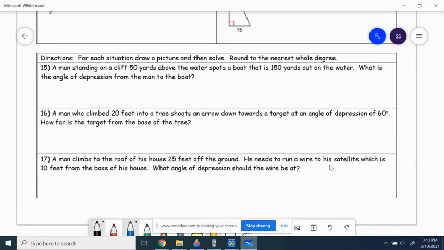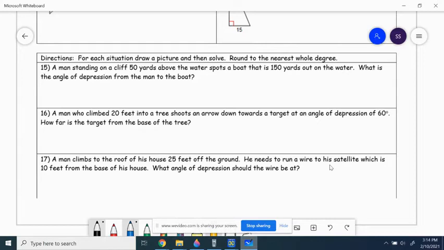Okay, so 1 through 14 are pretty much the same. If you have any more problems with those, just come see me on the Google Meet or have your advisor call me. But for 15, 16, and 17, we need to draw a picture for each situation. So let me do a couple of these for you.